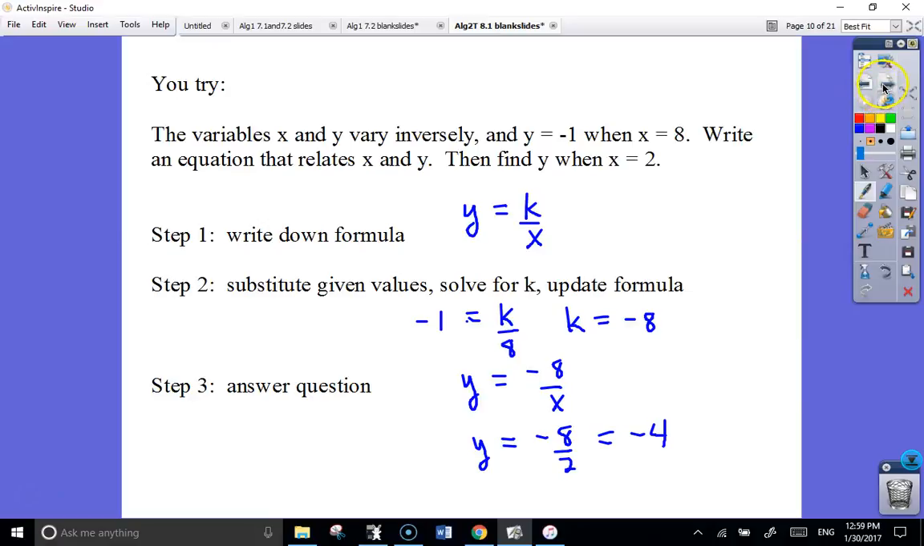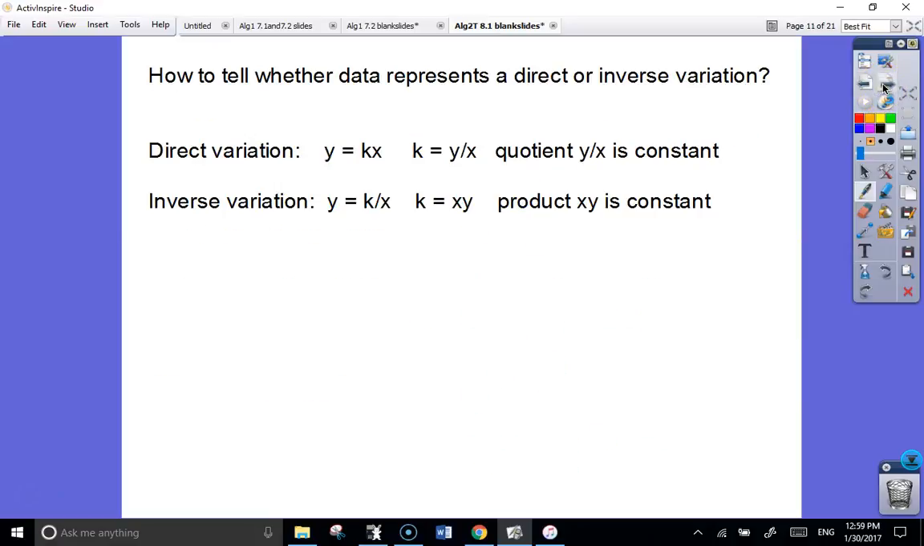Okay, easy stuff. So for direct variation, we expect y over x is constant. Because if you solve for k, you get y over x. For inverse variation, if y equals k over x, then k equals x times y. It's the product that's constant.